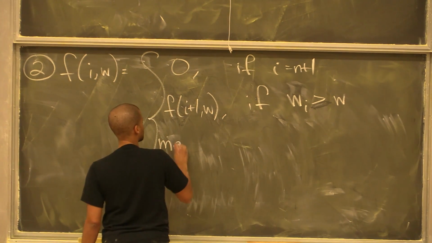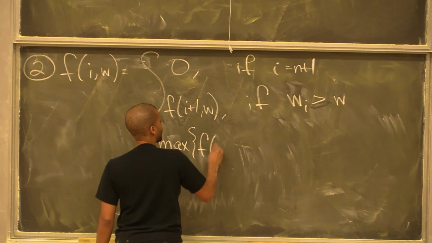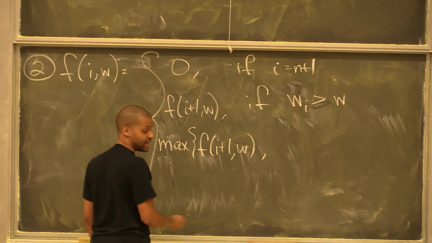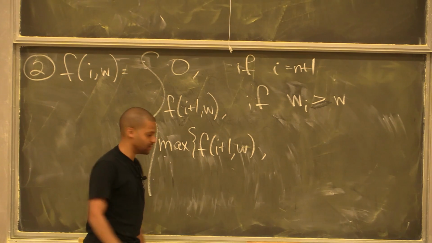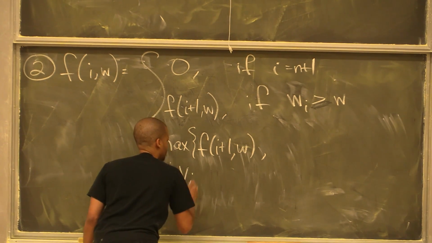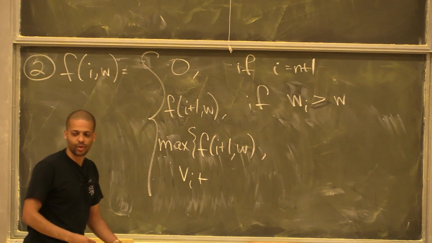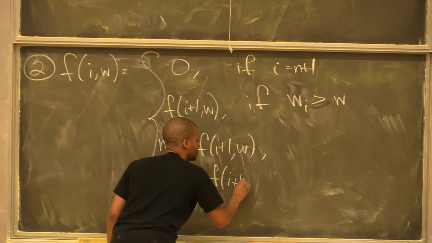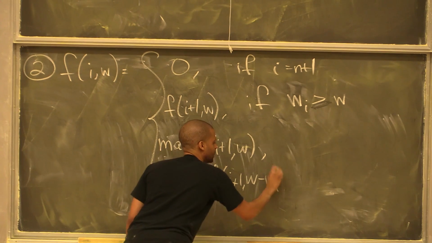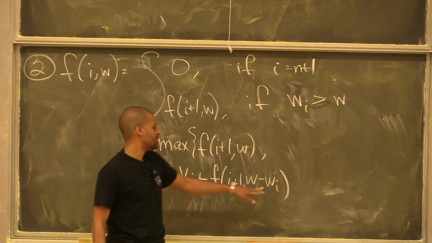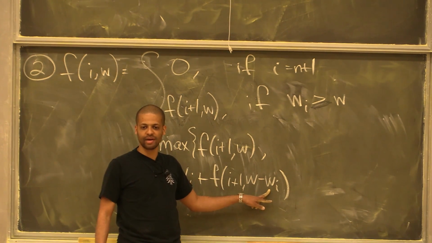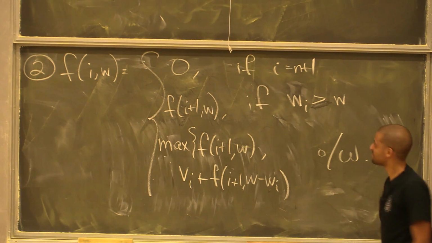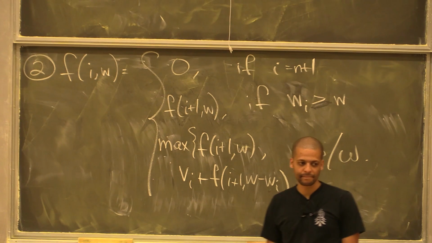So it's the max of f of i plus 1, w, that's not taking the item. And the other possibility is that I do take the item, and then I get its value. So I get its value vi, and then I get the value from packing what's left optimally, which is f of i plus 1, w minus wi, right? Because I packed item i, so I have wi less capacity in my knapsack now. And that's otherwise. Okay?